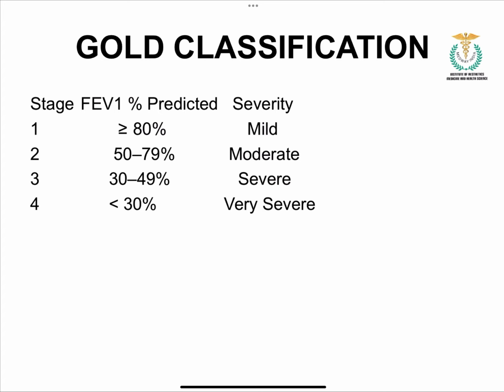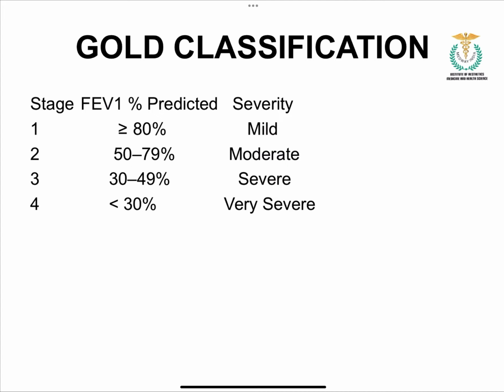Moving on to the GOLD classification. Why does it matter? Because this will guide the treatment decision. It uses percentages to classify whether the COPD is mild, moderate, severe or very severe, like stages of COPD. This is based on the forced expiratory volume in 1 second, the FEV1 results.